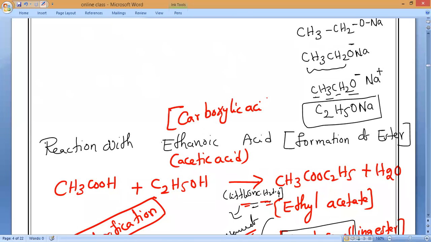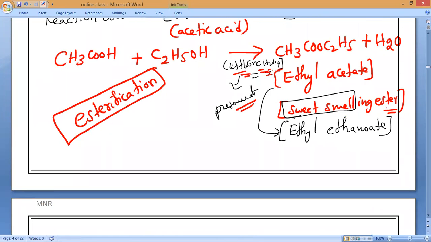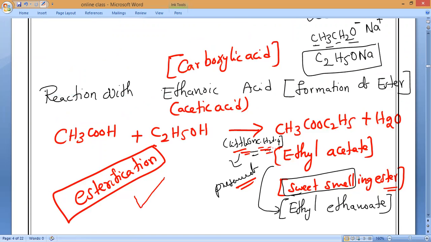Carboxylic acid. So remember, alcohols reacting with the carboxylic acid, understand? In the presence of a little concentrated H2SO4, to form what, guys? To form the sweet smelling esters. This process is called esterification. All of you need to remember. Is it okay, everybody? Yes, sir. So this is what you have to do.